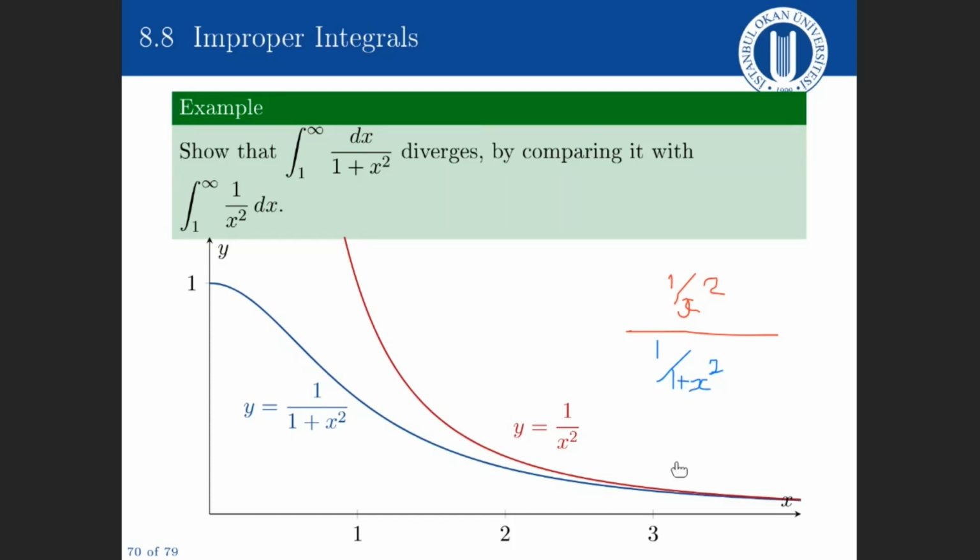When we do the limit, we're looking at what happens at the end here. Do they behave the same when we go to infinity? And in this graph, it looks like the answer is yes. It looks like as we go to infinity, these two graphs are becoming closer and closer together. They're behaving the same way. But let's calculate this.